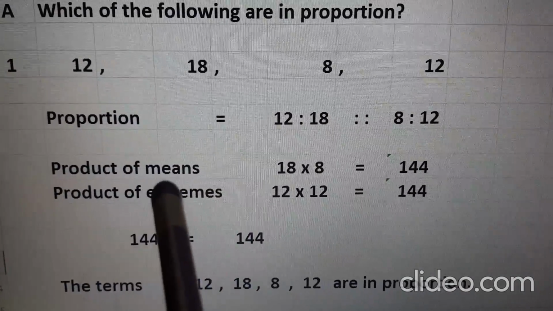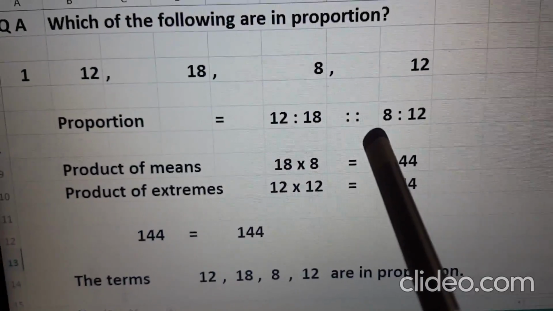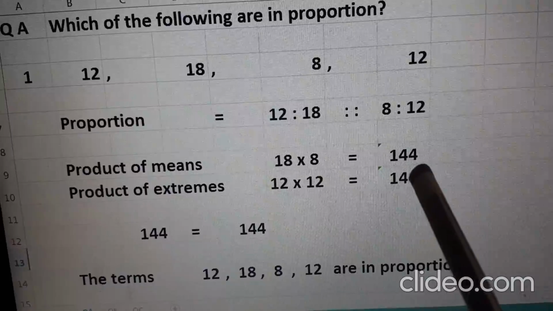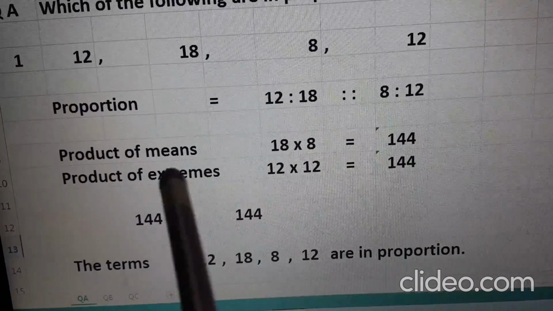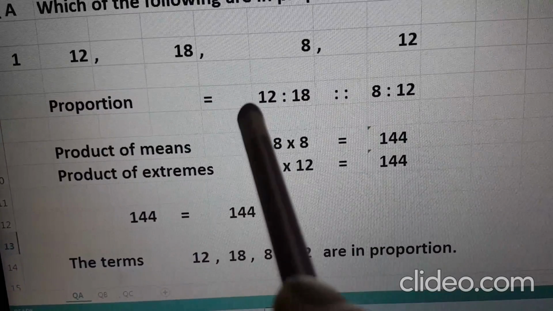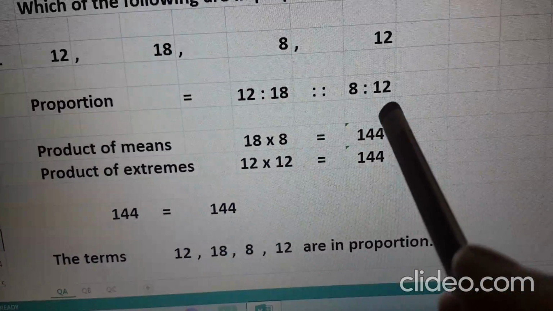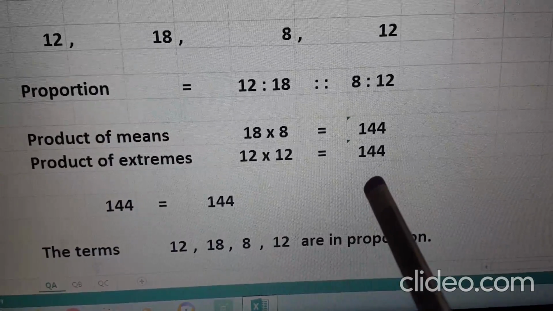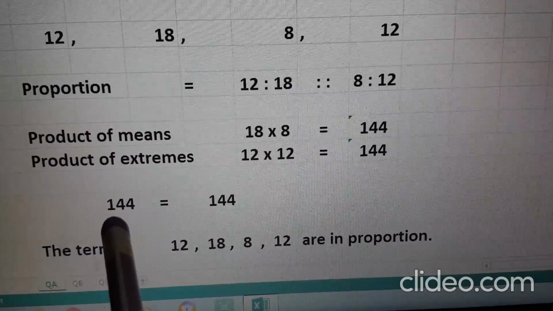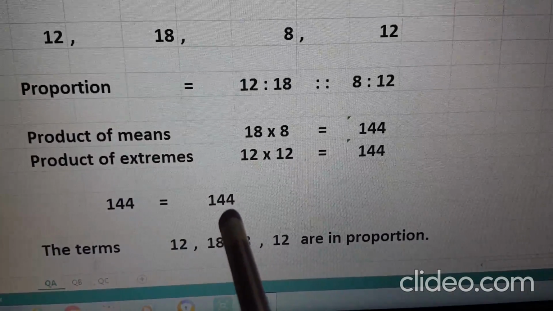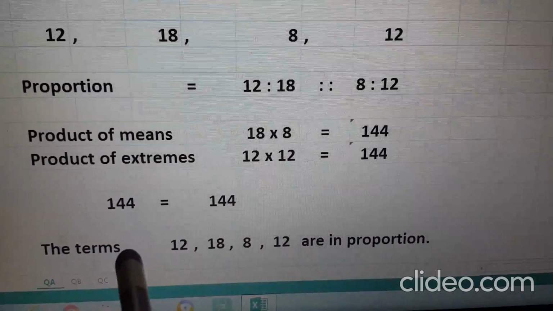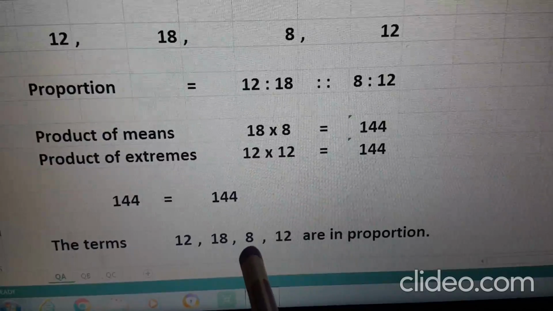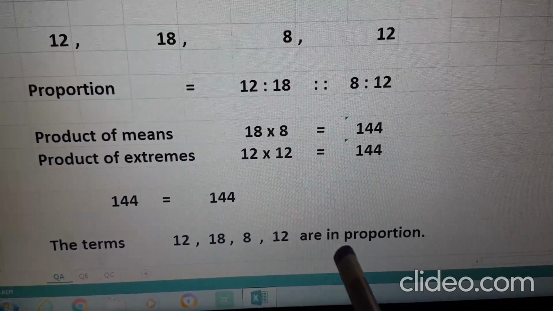So the product of means, 18 into 8, equals 144, and the product of extremes, 12 into 12, equals 144. So we have seen that 144 is equal to 144. Therefore, the terms 12, 18, 8 and 12 are in proportion.